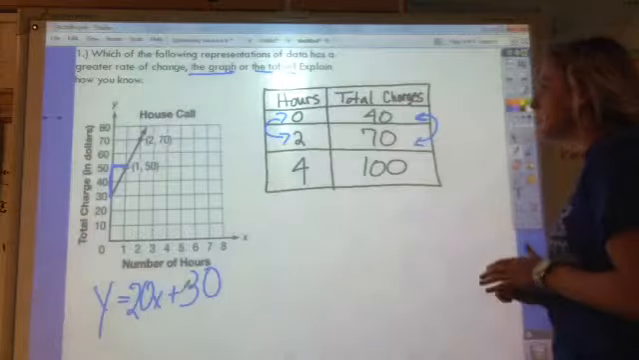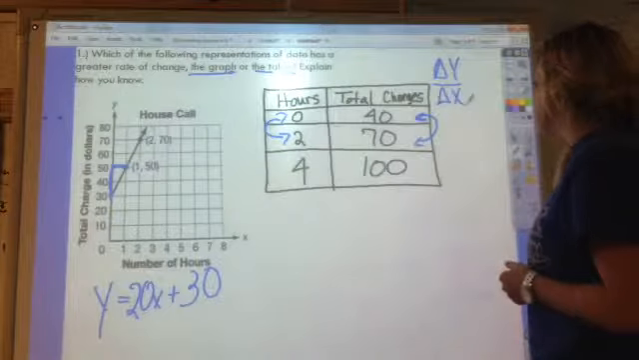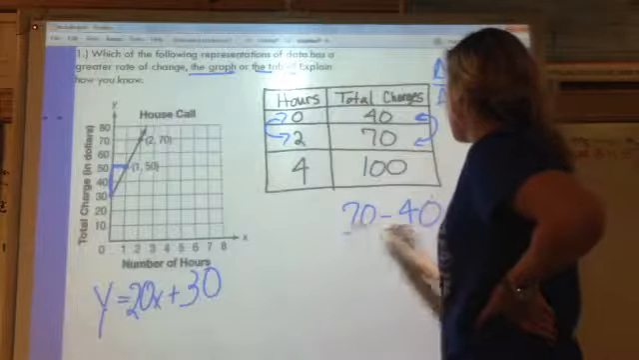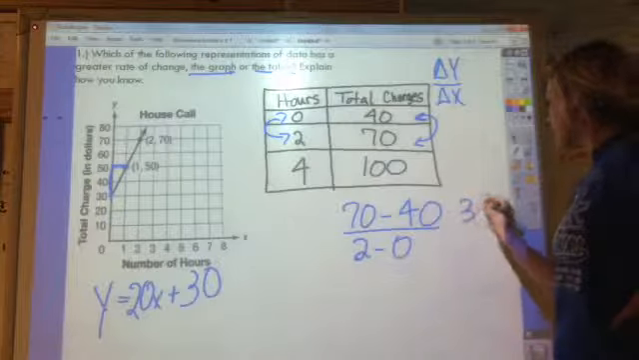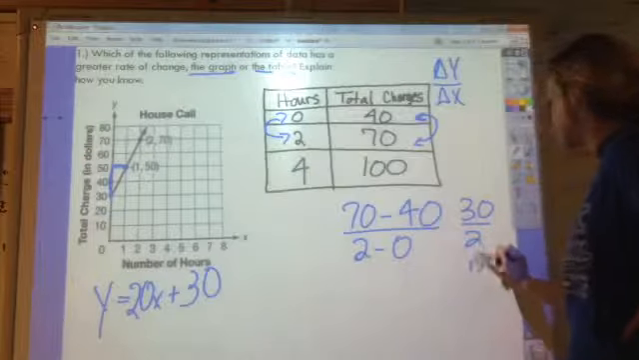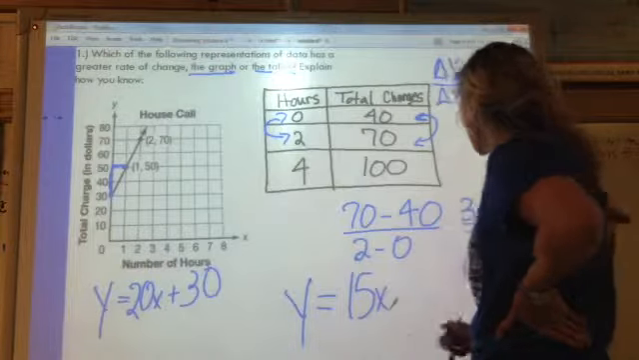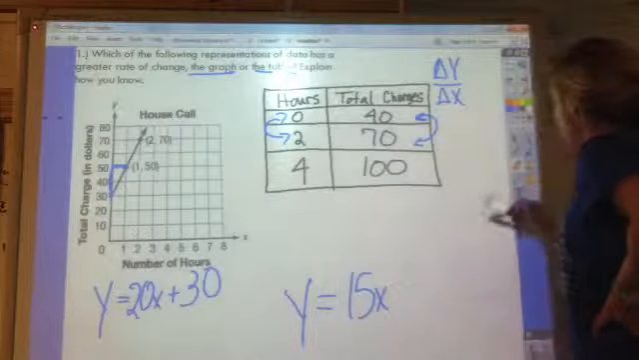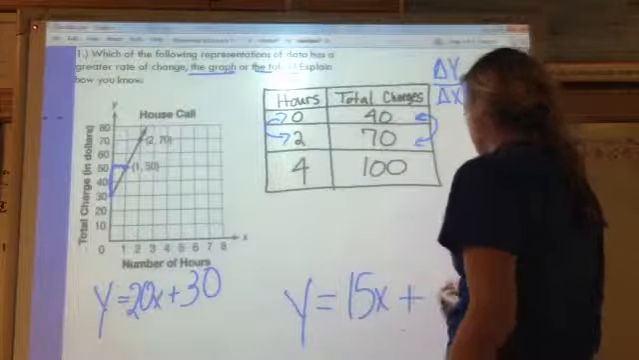Now, what I need to figure out is the equation of my table. Change in y over change in x in order to find my slope. So I have 70 minus 40 over 2 minus 0. 70 minus 40 is going to leave me with 30. 2 minus 0 will just leave me with 2. 30 divided by 2 is going to leave me with 15. So I have a slope of 15 for this table. So I have half of my equation, y equals 15x. Now I just need to find my y-intercept. I go to my table, I figure out where x is 0, the value of y is my y-intercept, which is 40.